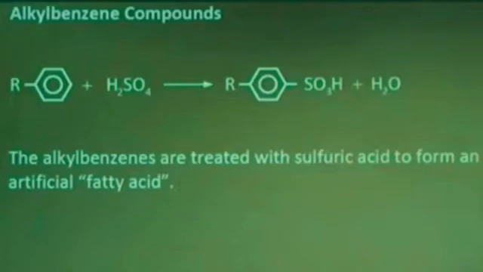Okay, no need to worry, this is just a chain here, and what we do is we add it to sulfuric acid. We treat it with sulfuric acid to form what we call an artificial fatty acid. So here we have our artificial acid: a long hydrocarbon chain R with a benzene ring, a sulfate group, and H, and we also get H2O as well.